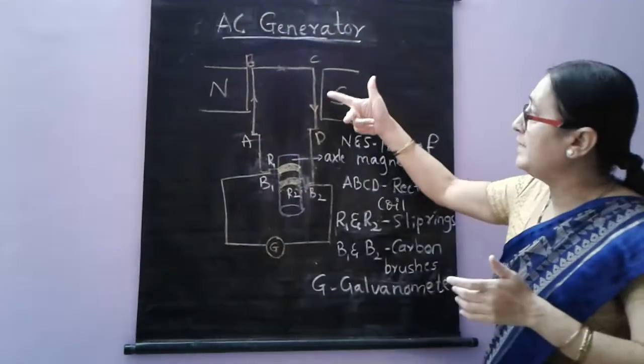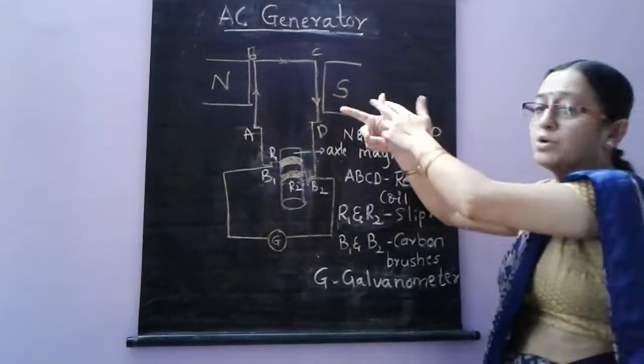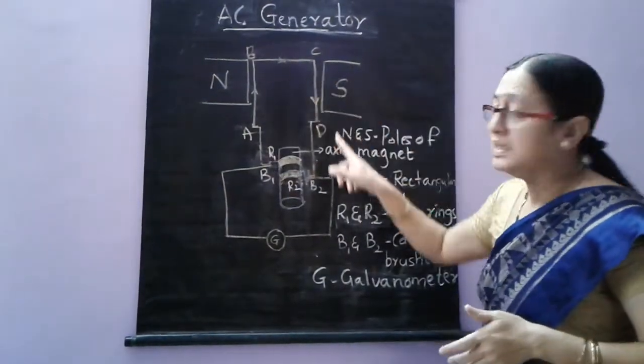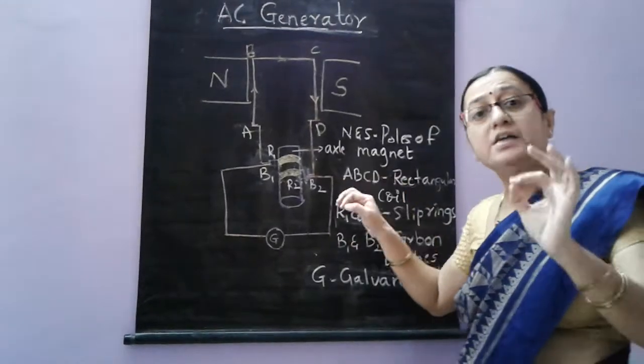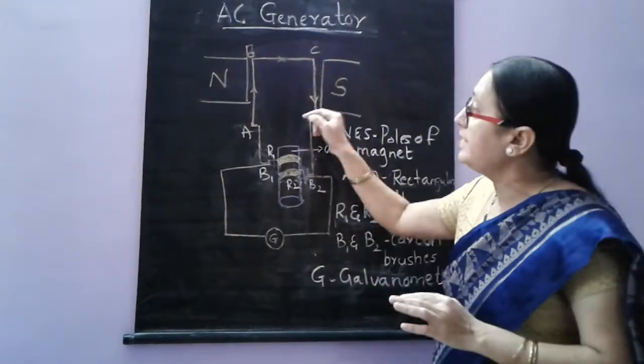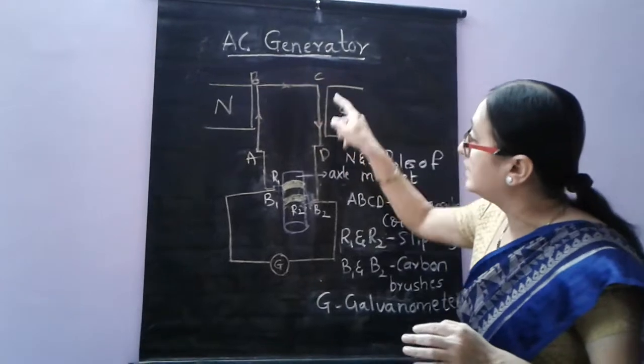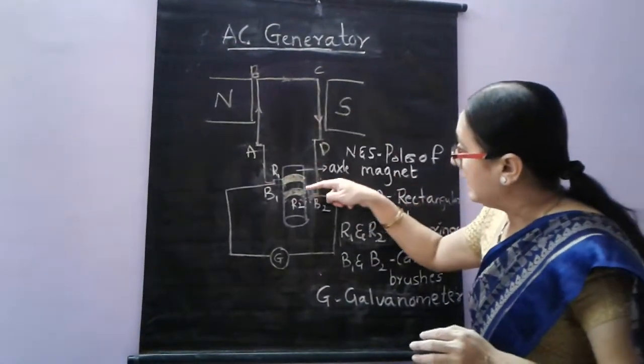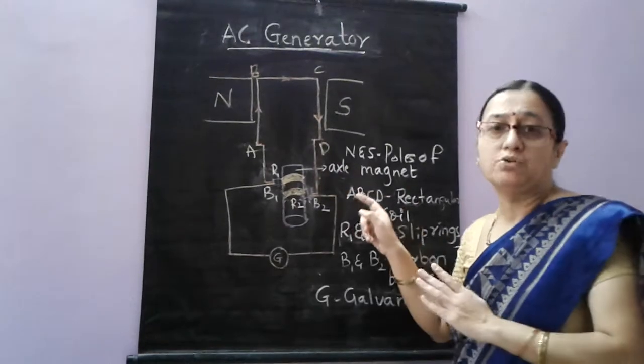So, applying Fleming's right hand rule, when both are perpendicular to each other, current is induced in the circuit. Current is induced in this circuit. So current flows through A, B, C, D, through B1, R1, A, B, C, D and R2 and B2.